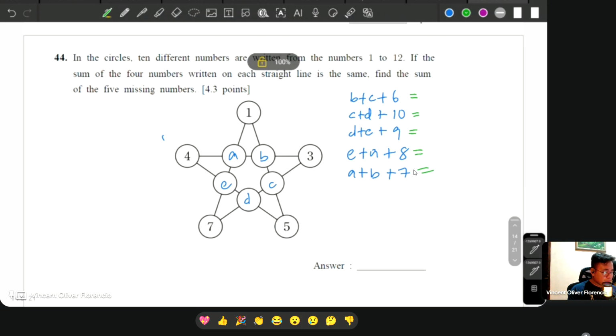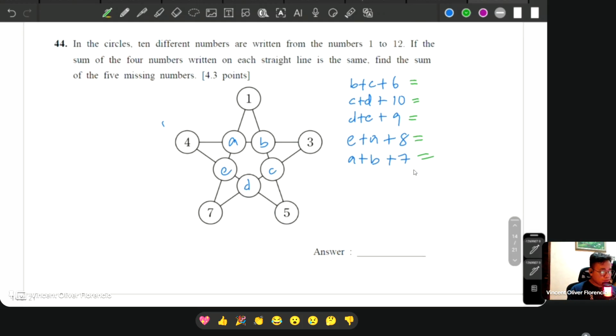Okay? And actually, if you analyze them, say for example, we check on these two here. Okay, let's try subtracting that one. Let's say we subtract from top to bottom. So A minus A cancel, and you will have here E minus B equals 8 minus 7. That is 1.